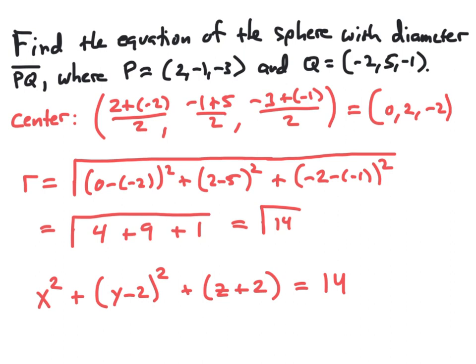And then substituting our radius and center into the standard equation of a sphere, we obtain the equation x squared plus (y minus 2) squared plus (z plus 2) squared equals 14.